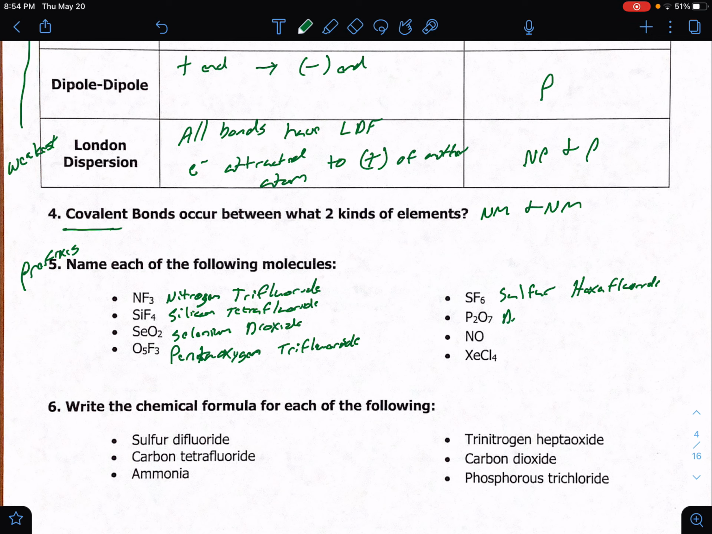Then you have diphosphorus heptaoxide. Then you have nitrogen monoxide. And then you have xenon tetrachloride.